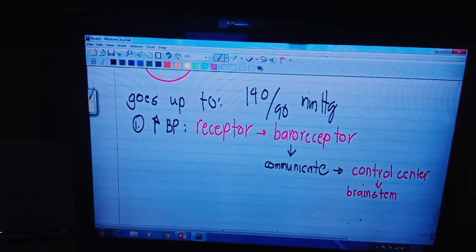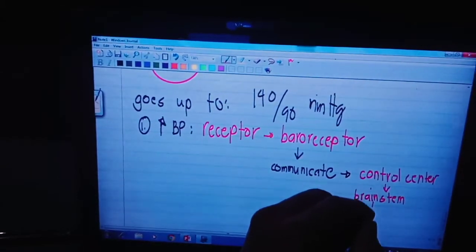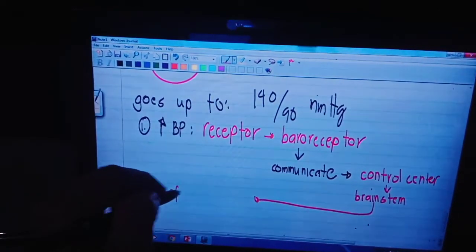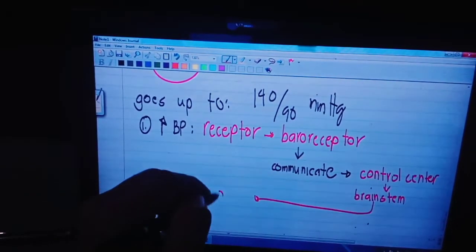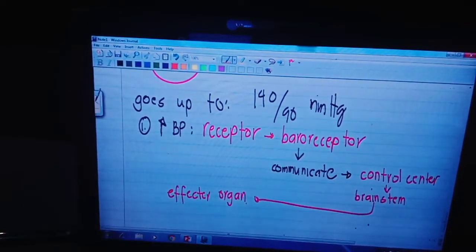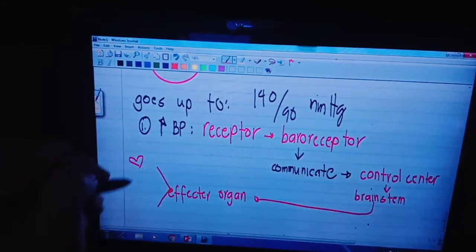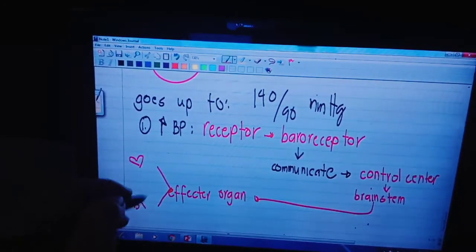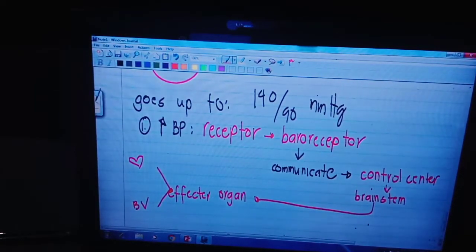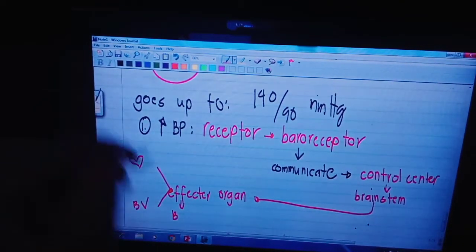Okay. So, as your baroreceptor detects that change or stimulus, what it does is to communicate to the control center, your brainstem. And, sorry, lilipat lang natin dito, guys. Your effector, okay, your effector organ happens to be dalawa, your heart, of course, and your blood vessels. So, as your blood pressure arises, anong mangyayari dyan?